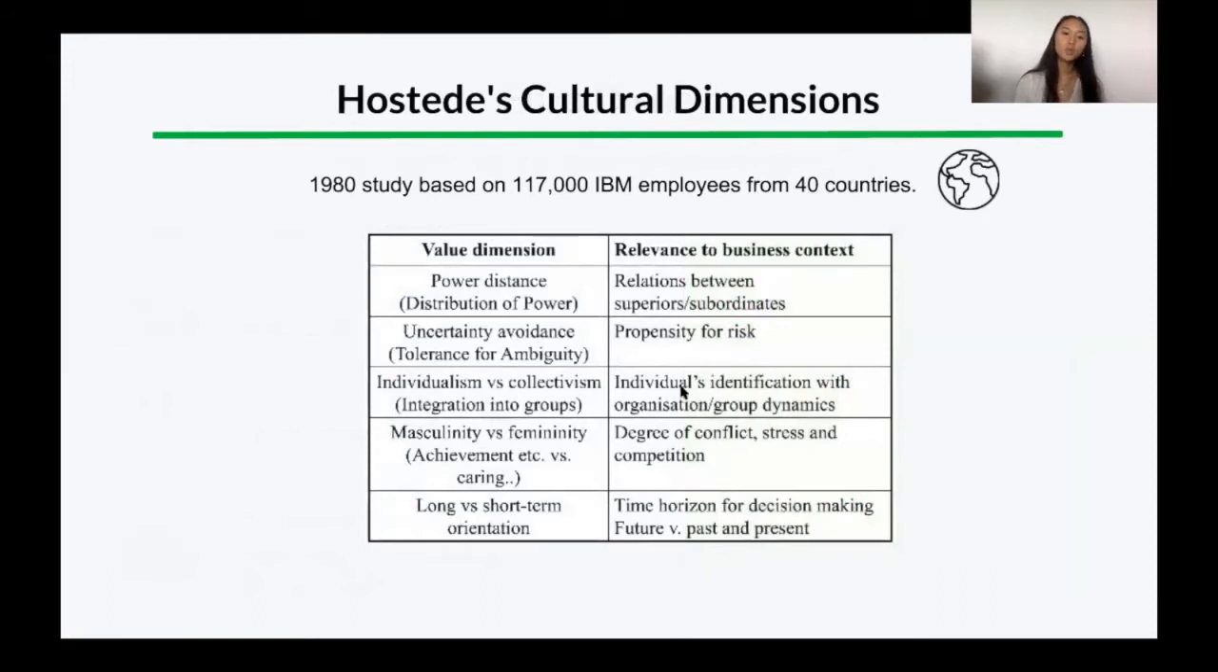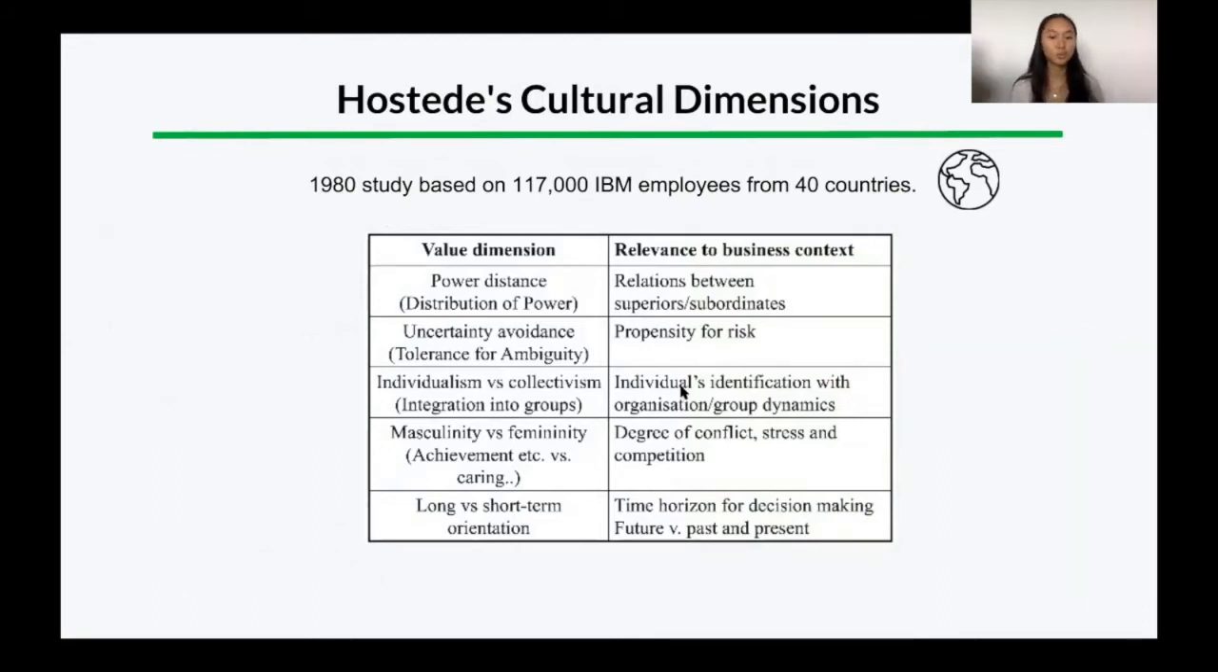Arguably, the most influential cultural framework is Hofstede's Cultural Dimensions. In 1980, Hofstede presented the results of his extensive study of national cultures based on the data of 117,000 IBM employees from 40 different countries. He extracted 4 dimensions of culture. These were individualism versus collectivism, masculinity versus femininity, power distance, and uncertainty avoidance.